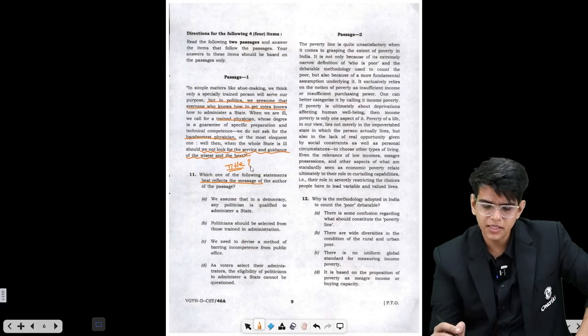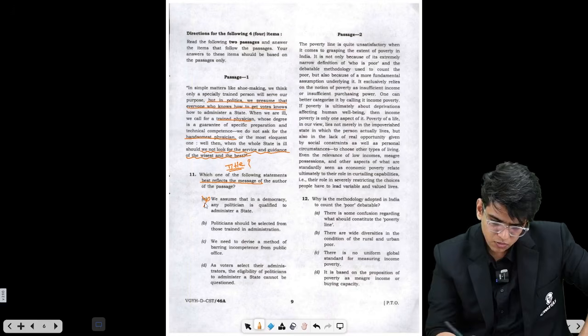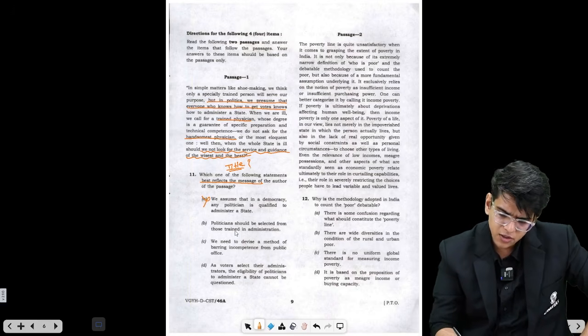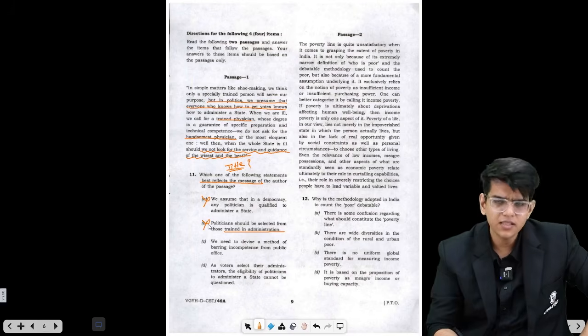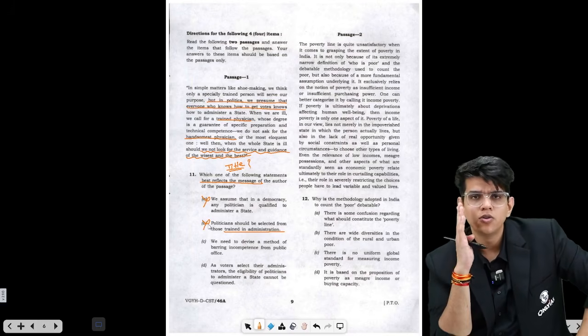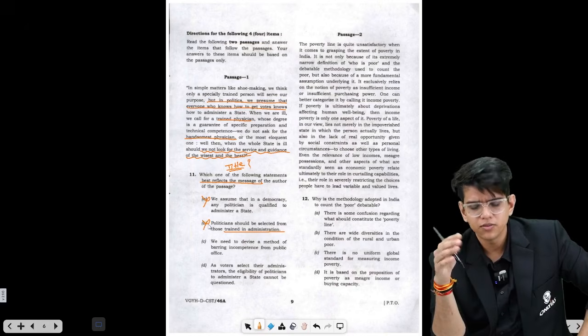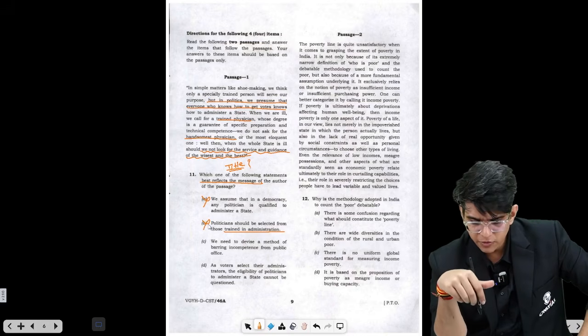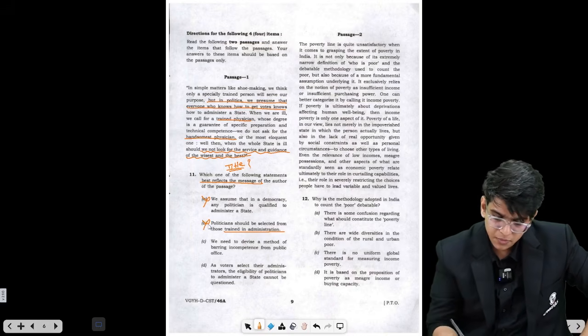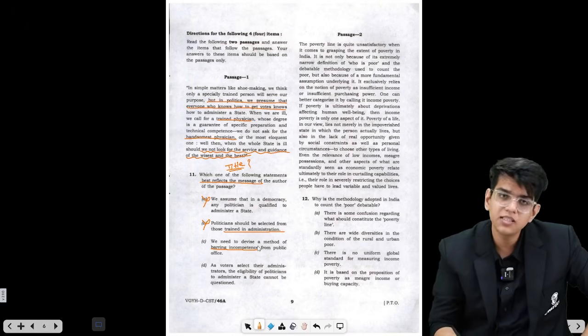Message is basically the title. No, only one aspect. Politicians should be selected from those trained in administration only. No, this is extreme. Not only administration, there are multiple aspects of governance, right? So सिर्फ उसी के लिए नहीं. We need to devise a method to bring incompetence, barring incompetence. This is the main issue.